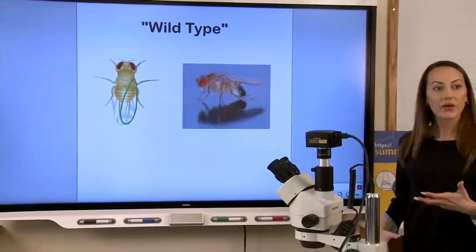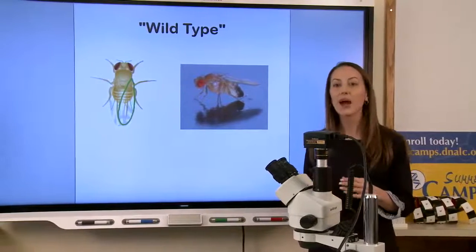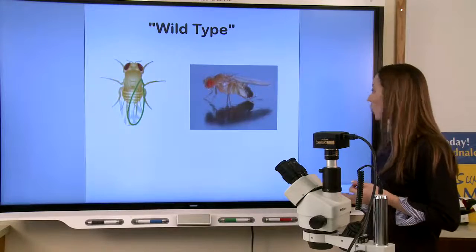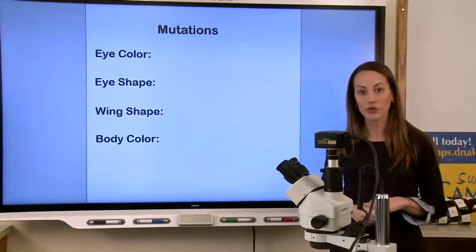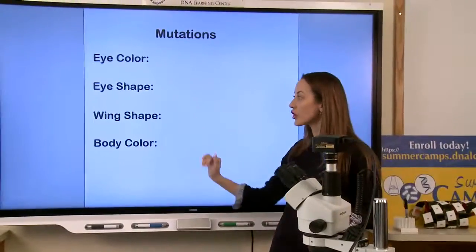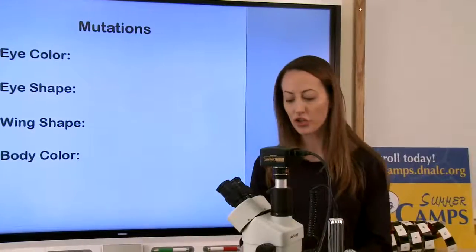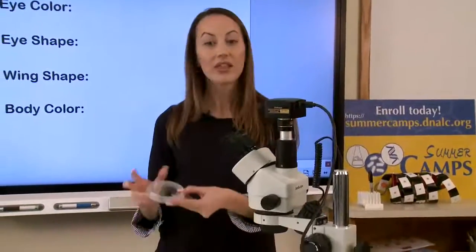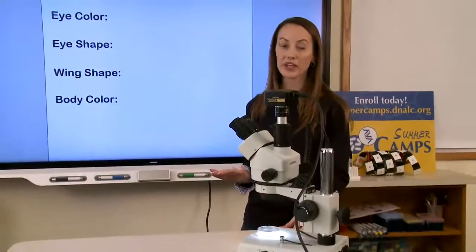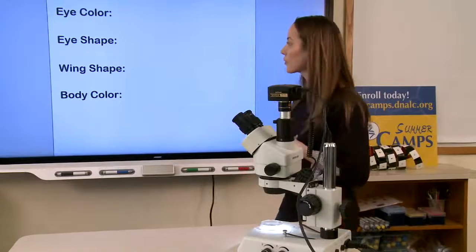All right, so now that we have a good idea of what the wild types look like, now we can take a look at what mutant flies look like. Now, we're going to be looking for the same 4 traits when we look at these mutants. We are going to be looking for their eye color, eye shape, wing shape, and body color. Now, I have a much larger petri dish here with lots of different fruit flies in here. They are going to have all different mutations. They are not all the same. So we're going to take a look at more than one when we're viewing these.